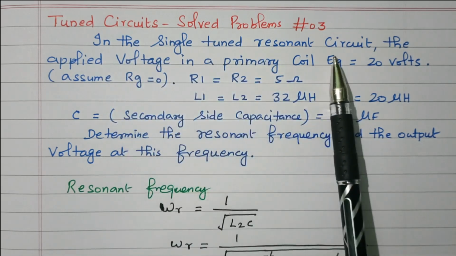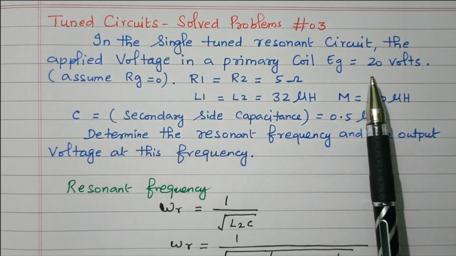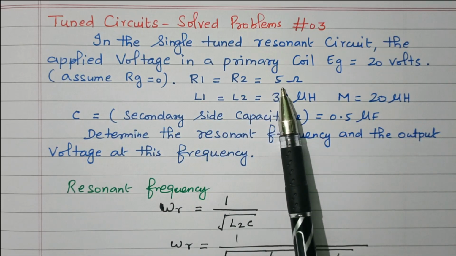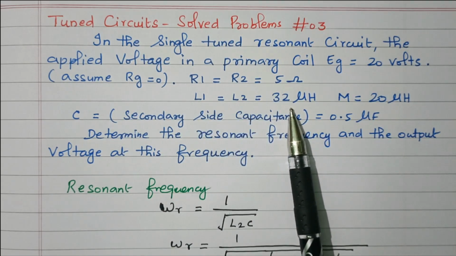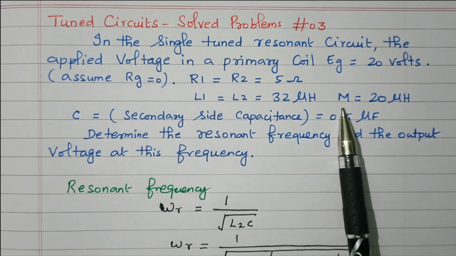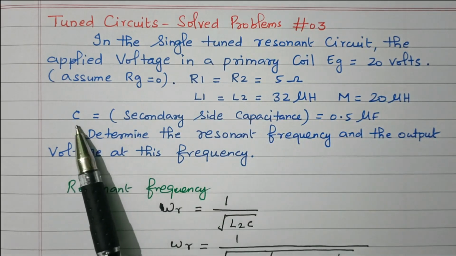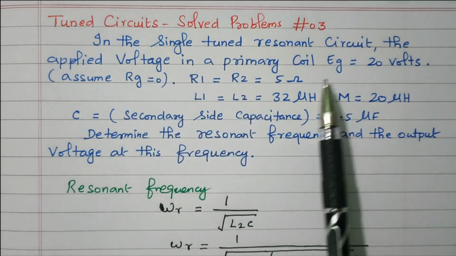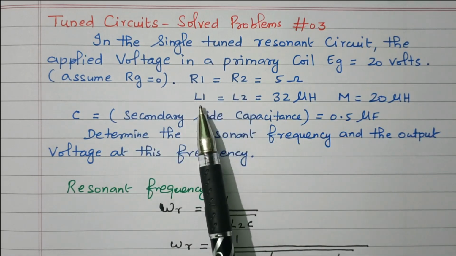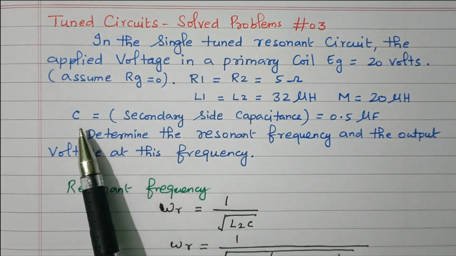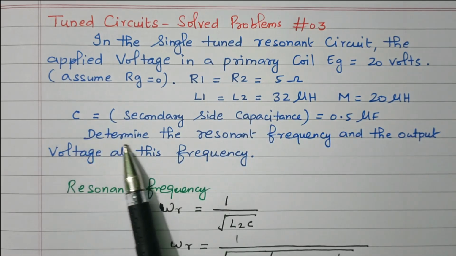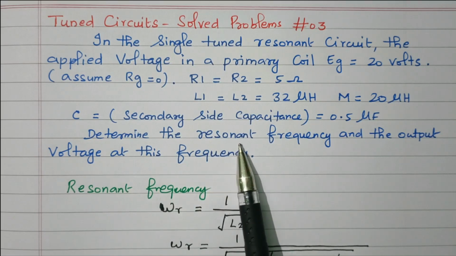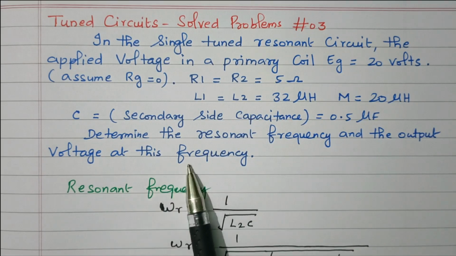In the single tuned resonant circuit, the applied voltage in the primary coil Eg equals 20 volts. Rg is assumed as 0, the source resistance. R1 equals R2 equals 5 ohm. L1 equals L2 equals 32 microhenry. Mutual inductance is 20 microhenry. The capacitance in the secondary side is 0.5 microfarad. So the source voltage, source resistance 0, R1, R2, L1, L2 values, mutual inductance, and the capacitor at the secondary are all available. Determine the resonant frequency and the output voltage at this frequency. We need to find two parameters, resonant frequency omega r and output voltage at this frequency E naught.